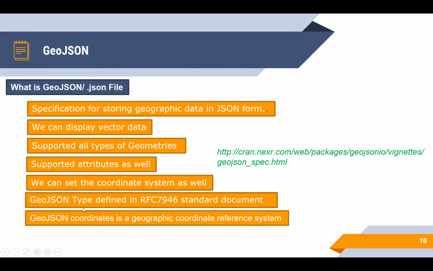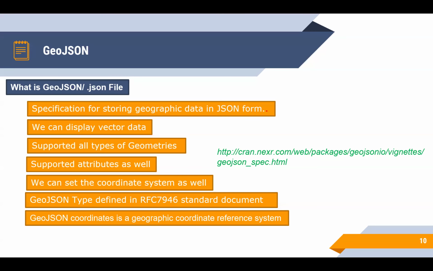तो ये सब उतना आपके लिए important नहीं है. But yes, the important thing is what? GeoJSON coordinates is a geographic coordinate reference system. Okay, please remember this thing. Whenever you want to play with the GeoJSON, whenever you want to show the data on the map using the GeoJSON, always remember your coordinates should be in the geographic coordinate system, not in the projected coordinate system.